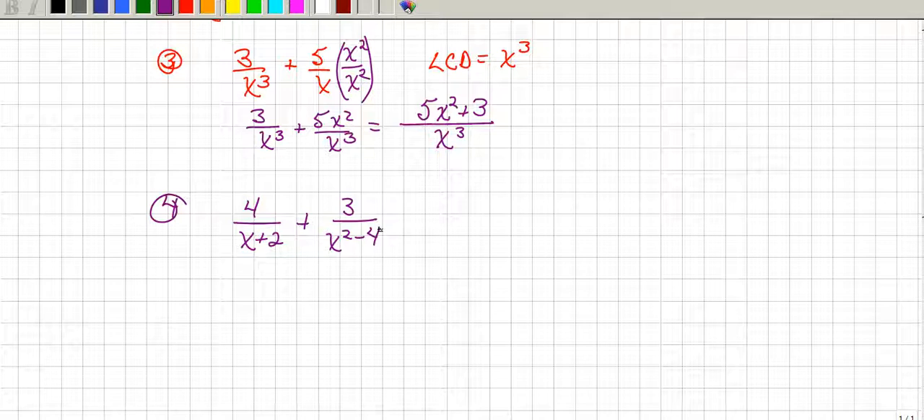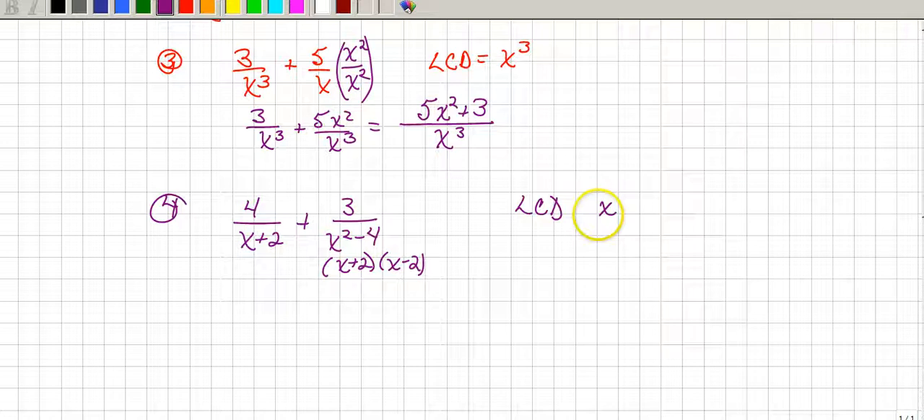So before we determine what the common denominator is, we'll factor any denominator that needs it. The second one, obviously, is the difference of two squares. So we factor it into x plus 2, x minus 2. Again, the LCD will be the combination of all different factors that you see in the denominators. So you see x plus 2, and you also see an x minus 2 in the second one.